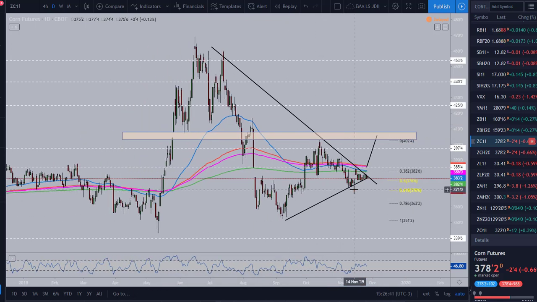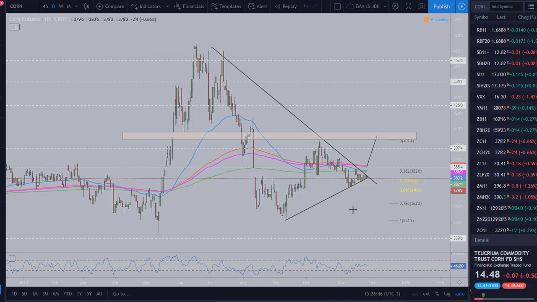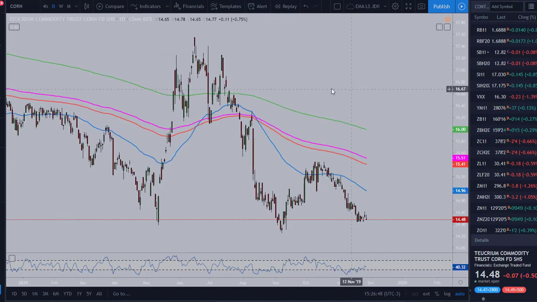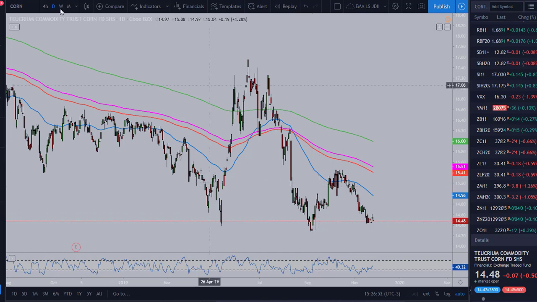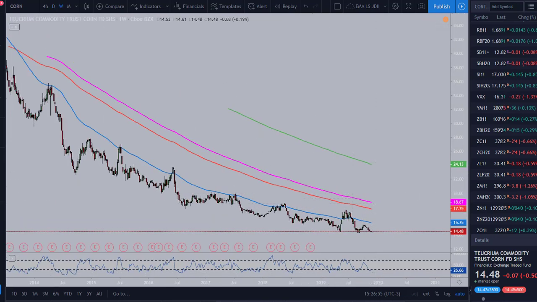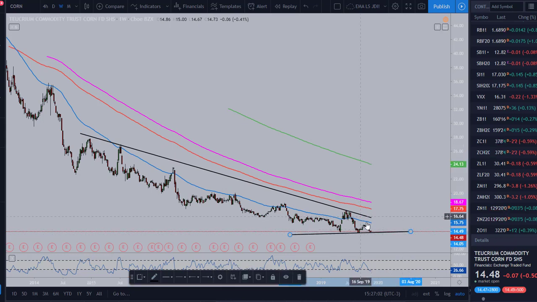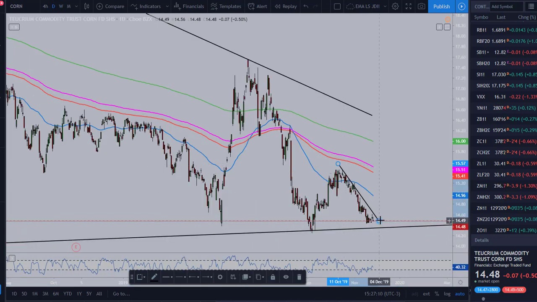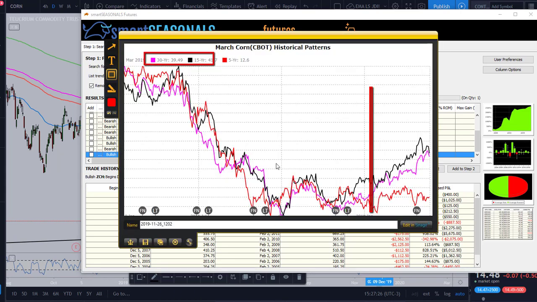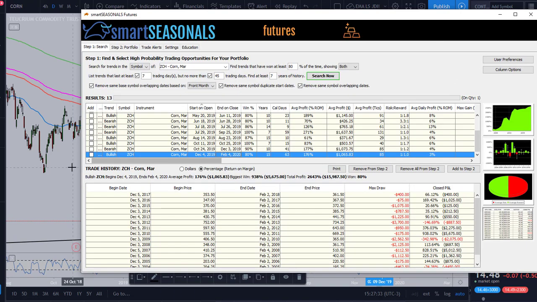Now, if you don't trade futures or commodities, don't fret. You can participate in the ETF, which is corn, C-O-R-N. Notice here that we are also in a long-term down trend line here in corn, and we're watching this to see if we can get a little bit of basing going on. Breaks above here to get long around the $14.50 to $15 level for a trade back up here into this area. So that's what we're watching for on corn. Potential long trade coming around the corner.